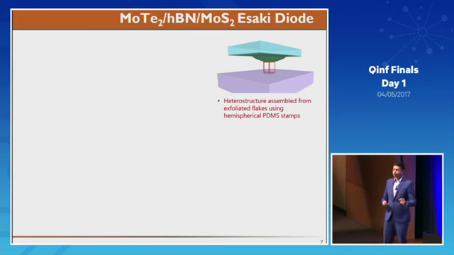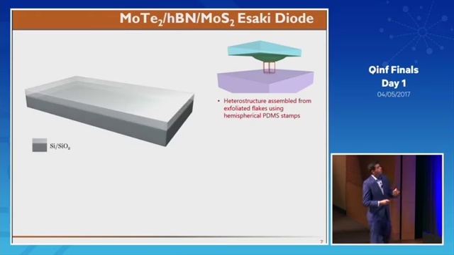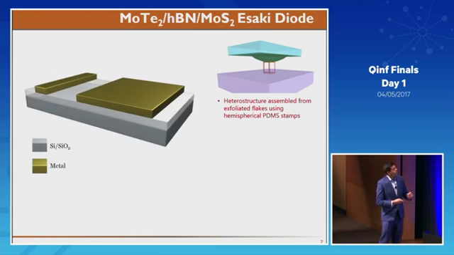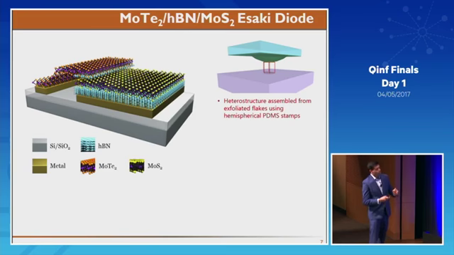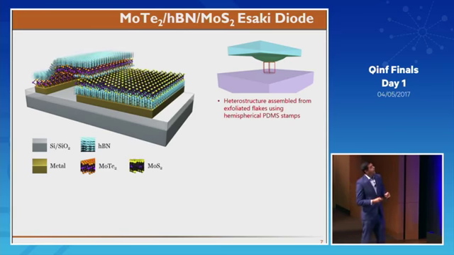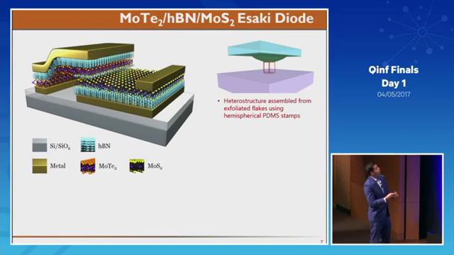Now let me quickly walk you through our fabrication procedure. We'll start with a silicon dioxide substrate, onto which we'll pattern the bottom gate for the MoS2 as well as the bottom contact for the MoTe2. Then we'll put down a heterostructure stack comprising MoTe2, interlayer hBN, and MoS2. And finally, we'll end up with the top gate for the MoTe2 and the top contact for the MoS2.